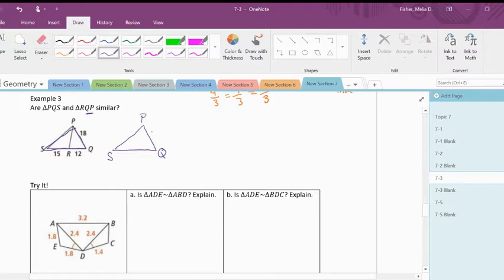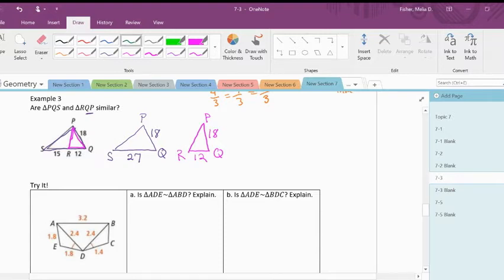And let's go ahead and write the measurements on. PQ is 18, and 15 plus 12 is 27. The second triangle, RQP, is this triangle right here. RQP. We know that this piece, PQ, is still 18, and we know that this piece is 12.